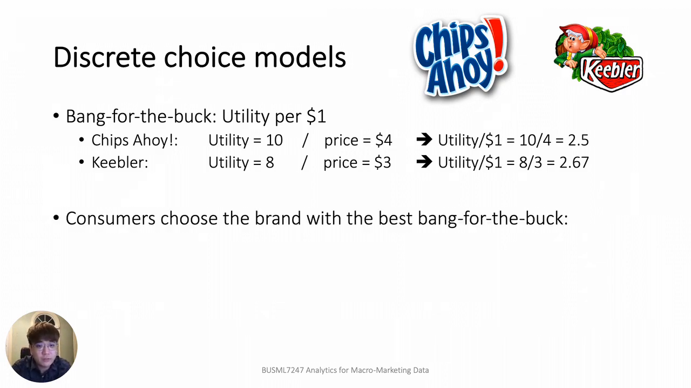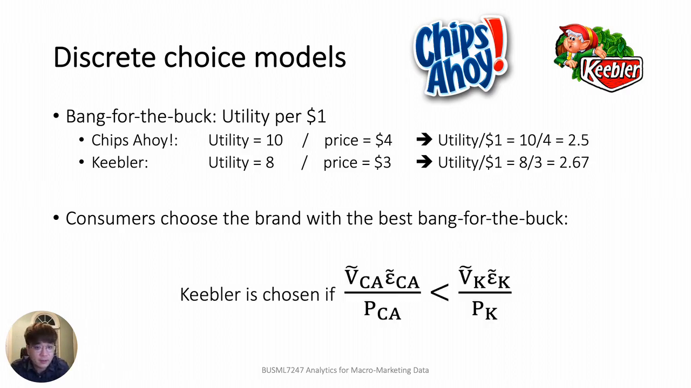Assuming consumers choose the brand with the best bang for the buck, we can formulate the consumer's choice rule as follows. Keebler is chosen if the bang for the buck from Keebler is greater than the bang for the buck from Chips Ahoy. Here, the bang for the buck is given by utility from the brand divided by its price.